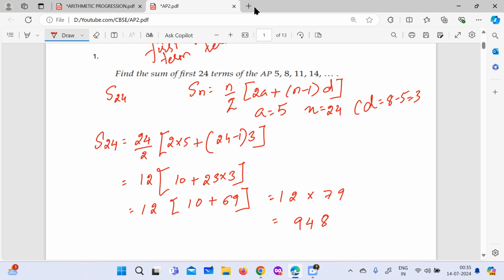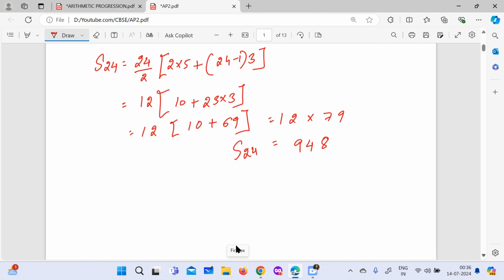So this was a very straight question where you have to find the sum of first 24 terms, and we know that we are given the first term here, and with the help of the first two terms we can find the common difference. The sum of n terms rule is n over 2 times (2a plus (n minus 1) times d). So we will use this rule, substitute all the values, and you can find the sum of first 24 terms. I hope this is easily understandable. Now let's see what the next question is.